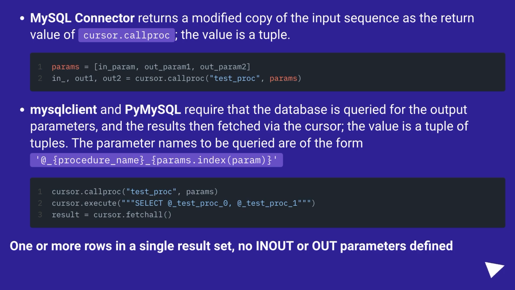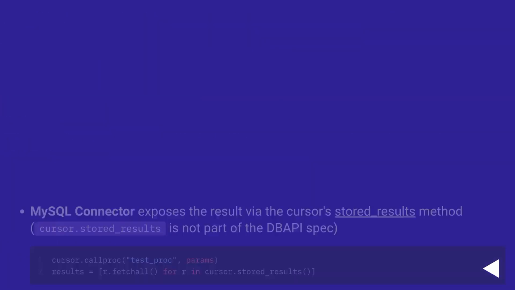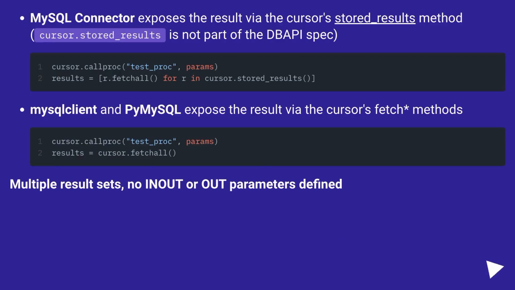One or more rows in a single result set, no in-out or out parameters defined. MySQL Connector exposes the result via the cursor stored_results method. Cursor.stored_results is not part of the DBAPI spec. MySQLClient and PyMySQL expose the result via the cursor's fetch methods.